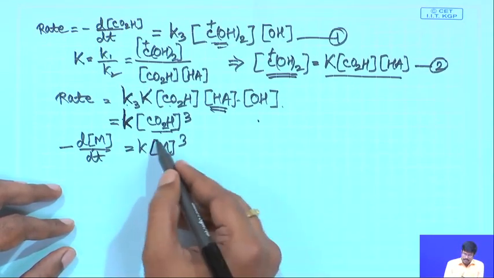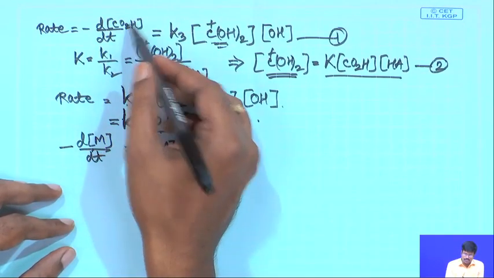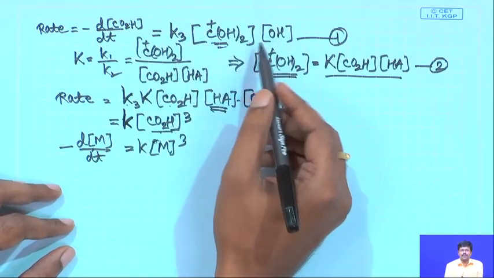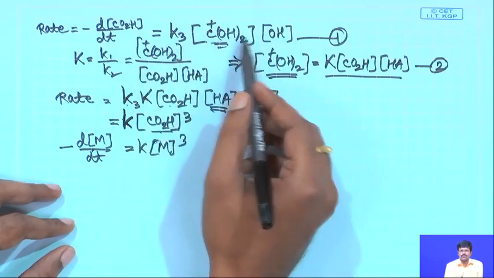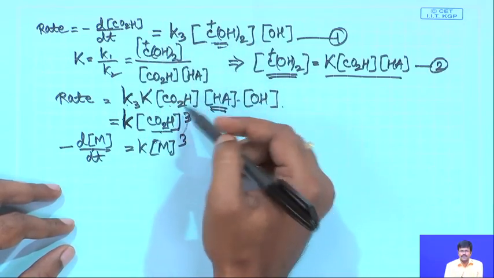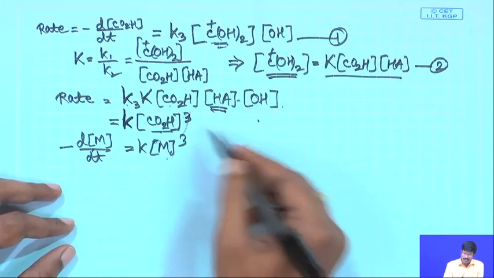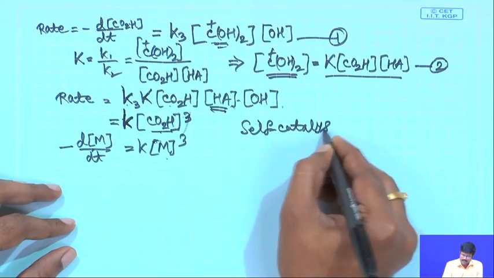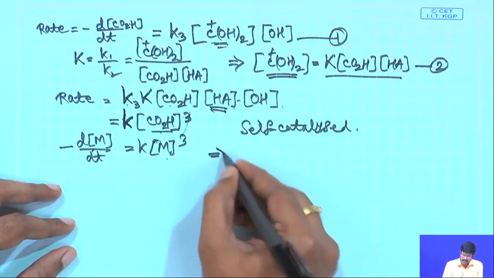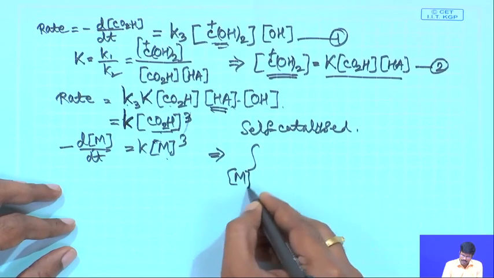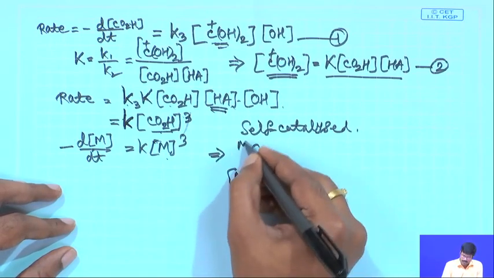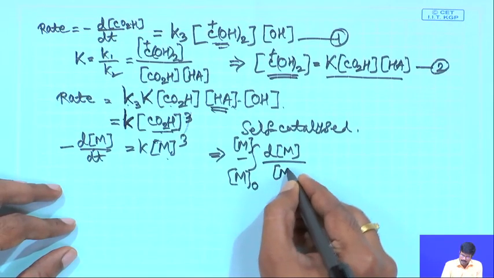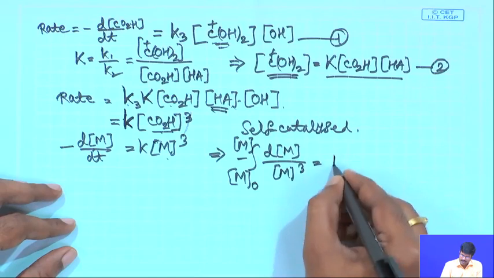M is the concentration of the monomer, which will be equal to the concentration of carboxylic acid groups, which will be equal to the concentration of hydroxyl groups in the starting materials, because both of them are in equimolar quantity. That is our assumption to simplify this matter, and this is a self catalyzed reaction. We are now talking about a self catalyzed reaction. So, if you put this M here and you integrate from M0, the initial concentration of the monomer, to the final concentration of the monomer, minus dM by M cube equals k dt.